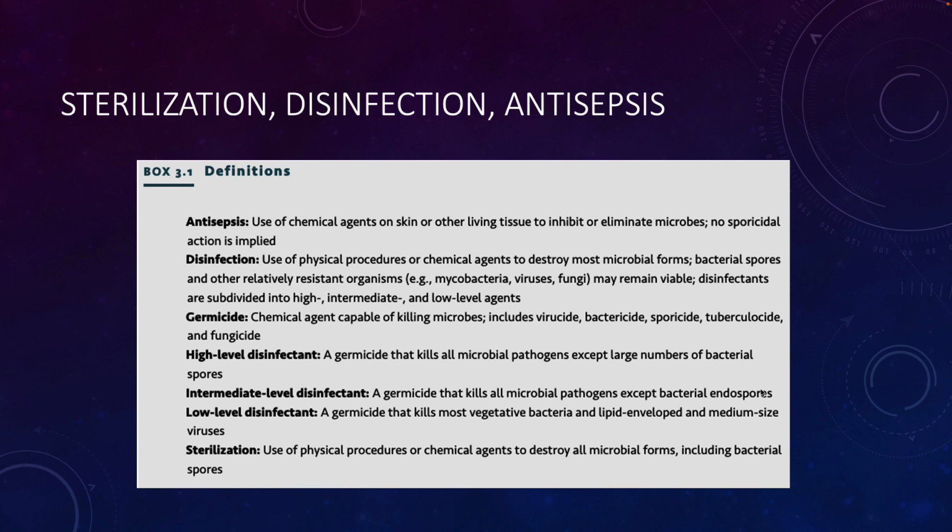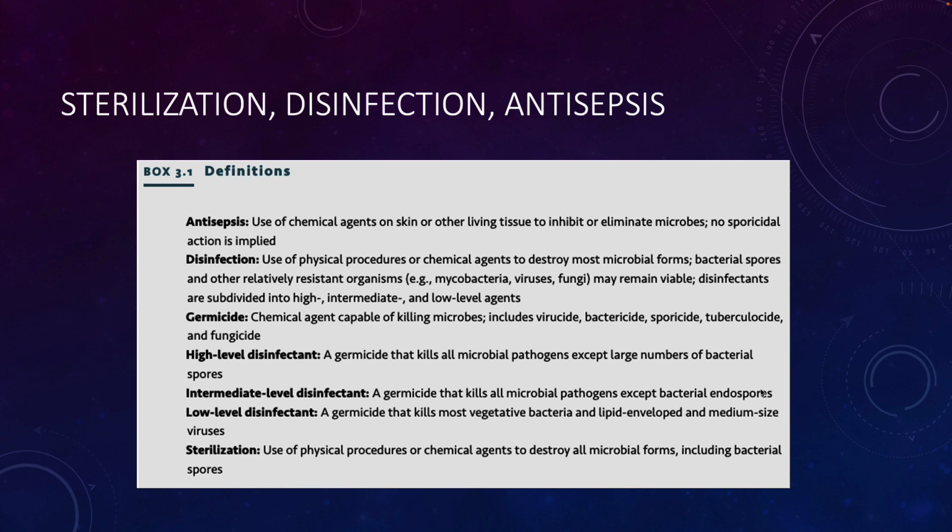A high-level disinfectant will kill all microbial pathogens except high numbers of spores. Intermediate will kill microbes except spores. And a low-level disinfectant will kill most vegetative bacteria and lipid-enveloped and medium-sized viruses, but definitely not spores.